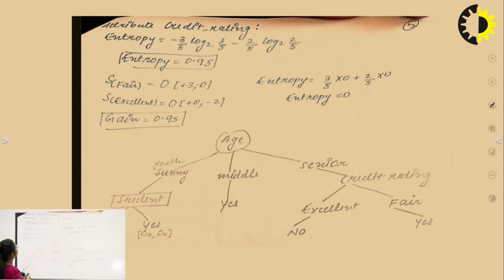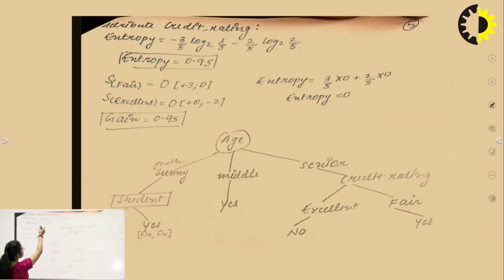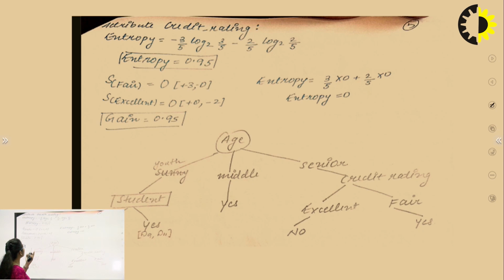Attribute credit rating entropy is equal to 3.5. This is the step for credit rating. We take values from there. We have 3 fairs and 2 excellent. Because of that, we have 3 fairs and 5 total values, and 2 is excellent and 3 is fair. Because of that, we calculate the entropy as fair, as excellent, and gain.